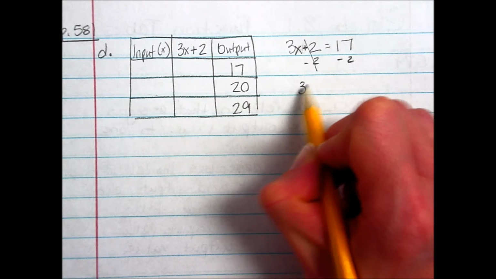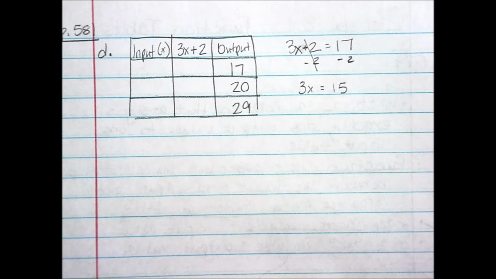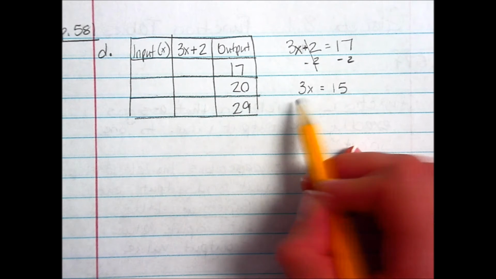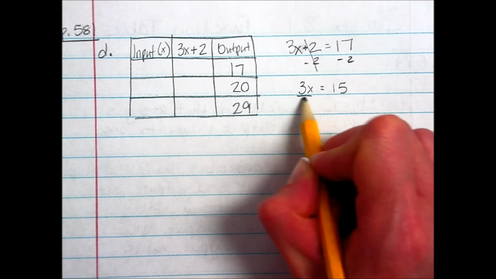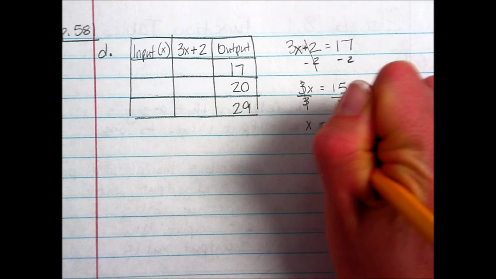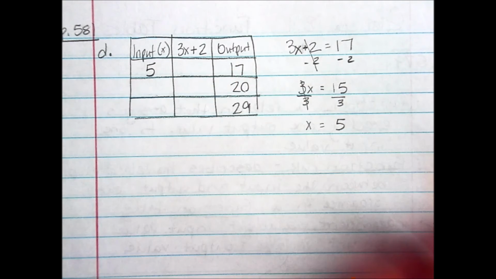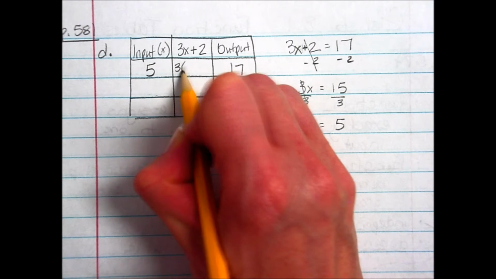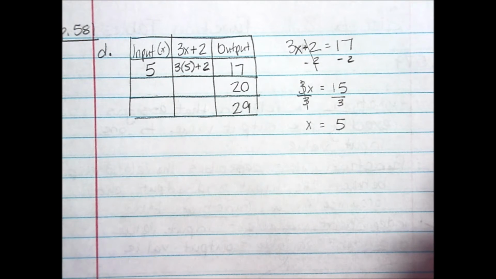Leaves us with 3x equals 15. Now I need to undo multiplication. How do we undo the multiplication? Divide both sides by 3. x should equal 5. All right, and then when we plug it in, 3 times 5 is 15, plus 2 does give us 17.